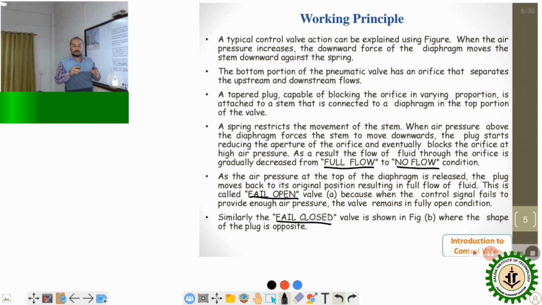In that case, initially your plug will restrict the orifice area. Whenever you give the 3 to 15 psi signal, your plug will move in an upward or downward direction and remove the restriction of the orifice, and you are able to flow the liquid from the upstream side to the downstream side. This is a very important point which we will discuss in the next slide: fail open and fail closed control valves.